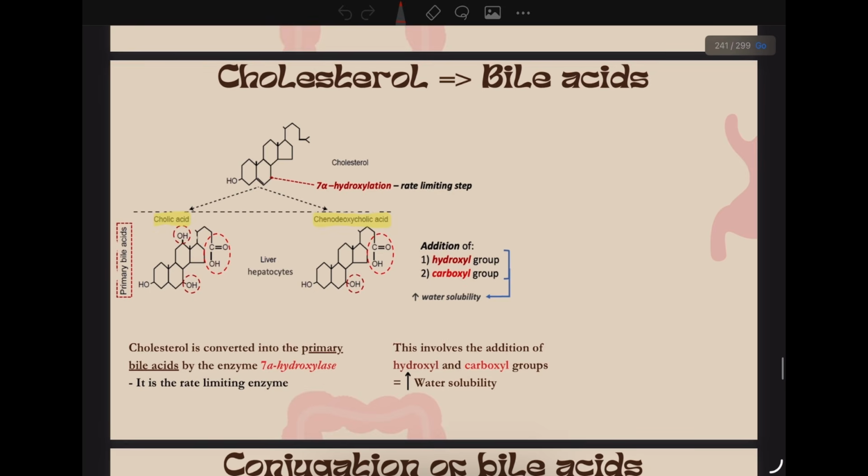Now let's go back to our beautiful cholesterol and recap what we said a few minutes ago. We have our cholesterol. What happens is that we have this enzyme, 7-alpha hydroxylase, the rate limiting enzyme, by the way. It gets this cholesterol and adds a hydroxyl group, from the name hydroxylase, and a carboxyl group. Why? What's the point? To make it more water soluble. Now we have formed our primary bile acids, which can be cholic acid or chenodeoxycholic acid.